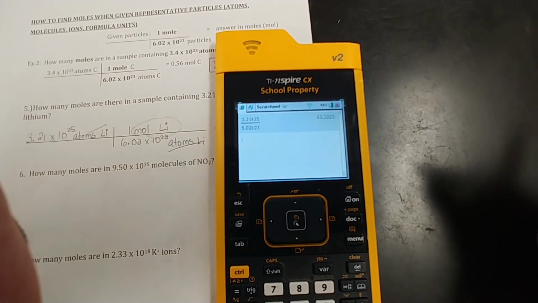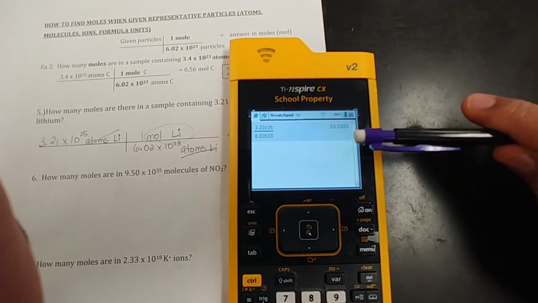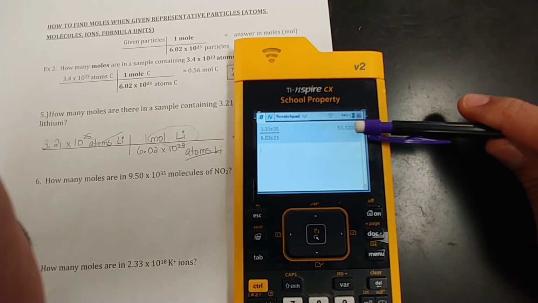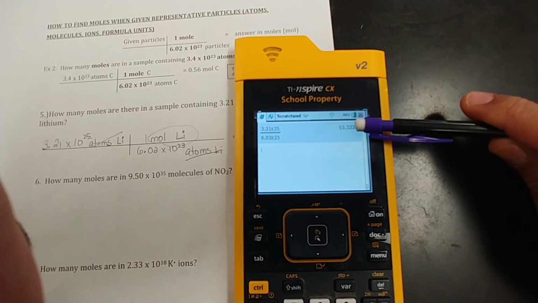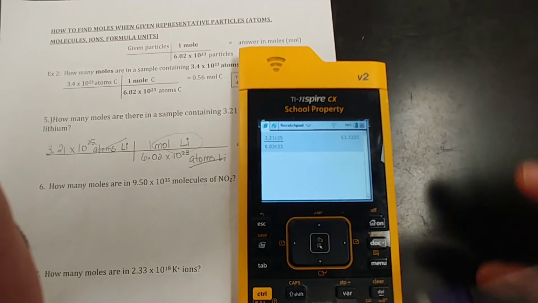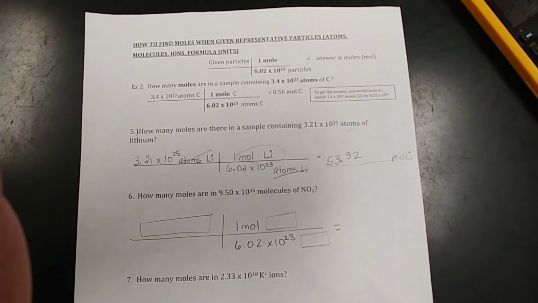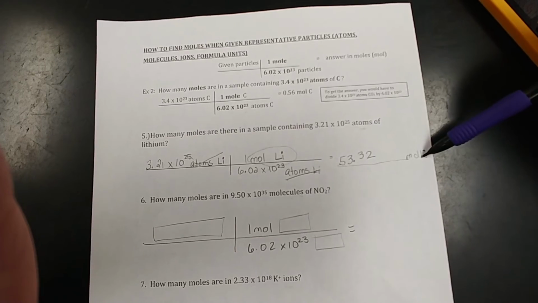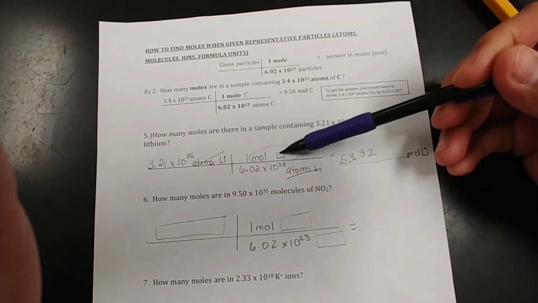Okay, and that's going to give me an answer of 53.3223. And I'm going to round that to the nearest hundredth. That means that I'm going to round it to 2 numbers after the decimal point. So that means it would be 53.32. So again, our answer is 53.32. And we already had the units, moles of lithium, which is right here.